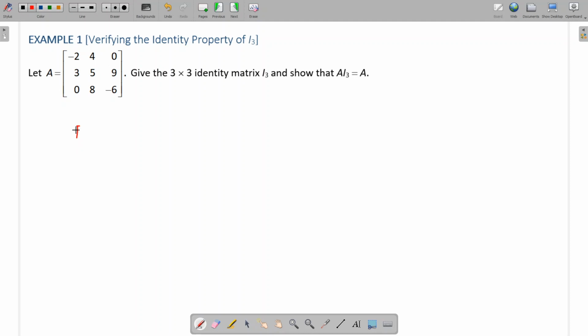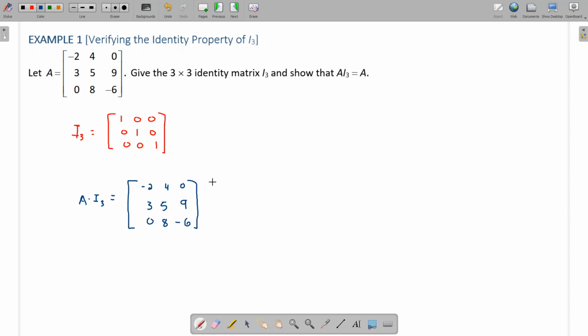So the 3 by 3 identity matrix is the matrix 1, 0, 0, 0, 1, 0, 0, 0, 1. Ones on the diagonals, 0 everywhere else. And we want to then verify that A multiplied by the 3 by 3 identity matrix, which would be this big thing, multiplied by the identity matrix, gives us actually A again. So let's go through the math here.